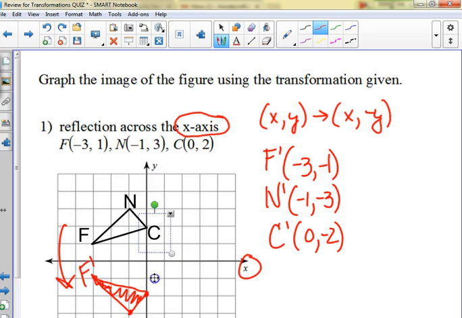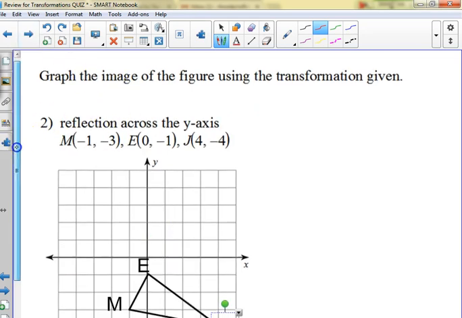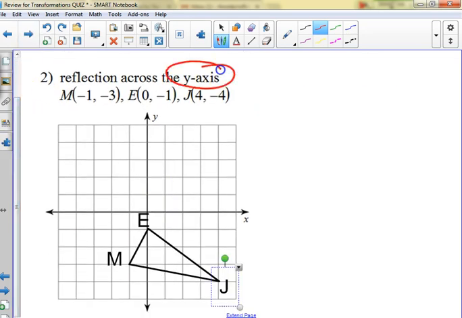Make sure you label them F prime, N prime, and C prime. I don't care if you don't list the ordered pairs on the quiz as long as the graph is accurate. If you need to pause the video to get everybody caught up with that, that's fine, but I'm going to move on. All right, number 2 says across the y-axis. The rule for the y-axis, in your folder, your spiral, is to change the sign on the x.